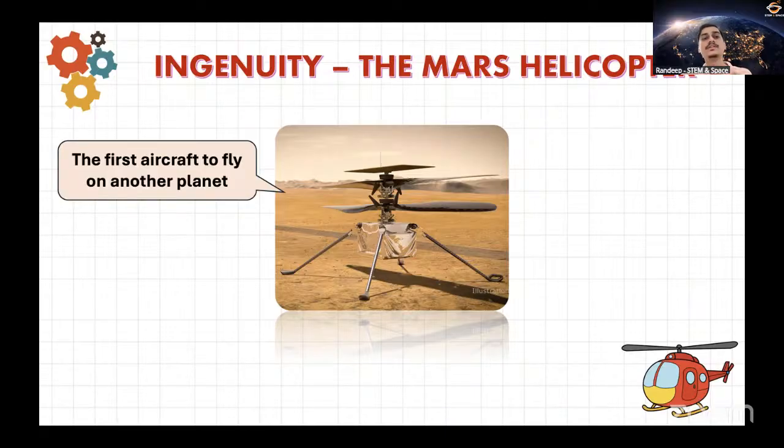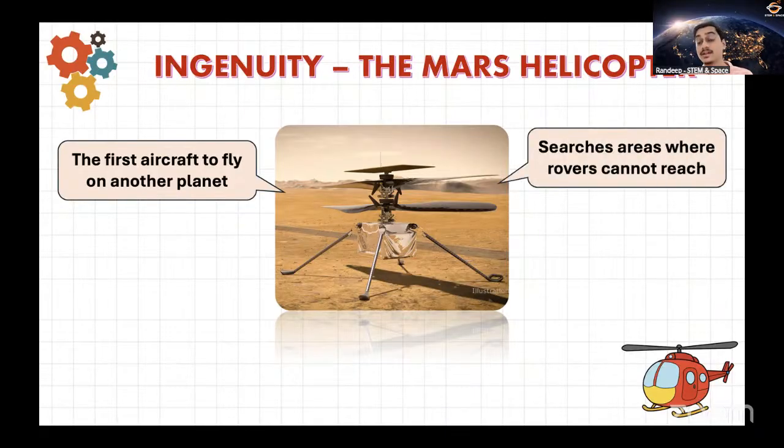So Ingenuity was actually the first aircraft to fly on another planet. It searches for areas where the rovers cannot reach. So you might be aware that we already have a few rovers which are actually moving on the surface of Mars, but there are many areas where the rovers will not be able to go.